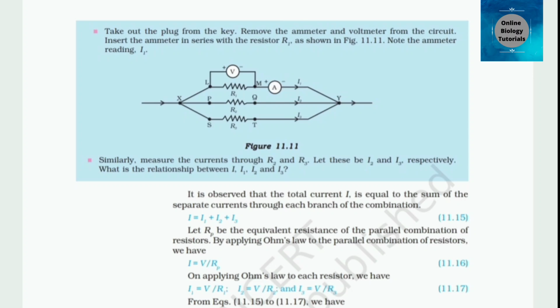Insert the ammeter in series with the resistor R1, as shown in figure 11.11. Note the ammeter reading I1. Similarly, measure the currents through R2 and R3. Let these be I2 and I3 respectively. What is the relationship between I1, I2, and I3?